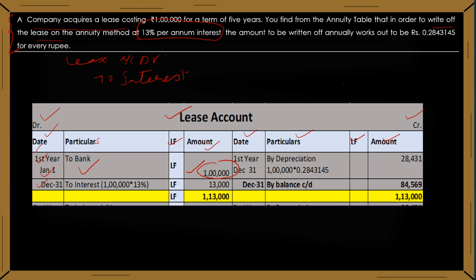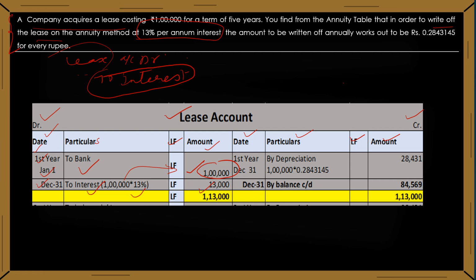We don't take asset here. Since we have taken the asset on lease, we take only lease. So we are doing lease account. In the journal entry opposite of lease account is interest, which is credited. So in the ledger of lease account, we are going to debit interest to interest. Opening balance is what? 1 lakh. 1 lakh into 13% is 13,000.